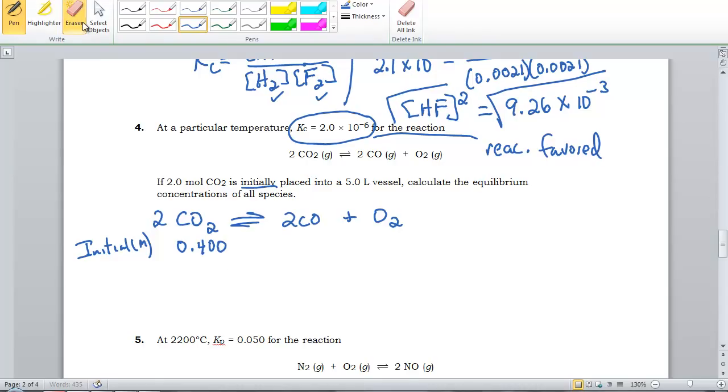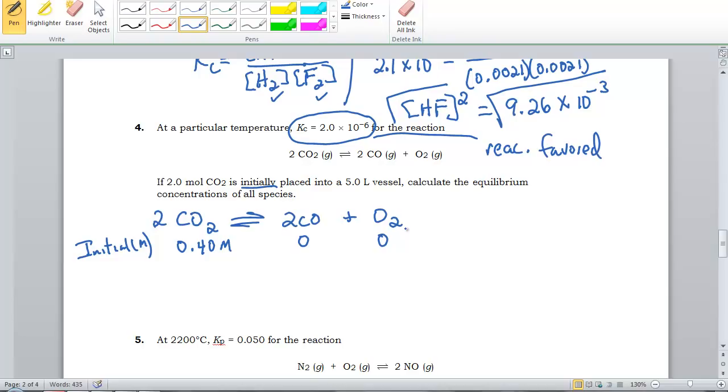Hope we only have 2 sig figs. 0.4 molar. Now you will notice it just says you put CO2 in the reaction container, reaction vessel. Doesn't say anything about CO, doesn't say anything about O2. Those are 0.